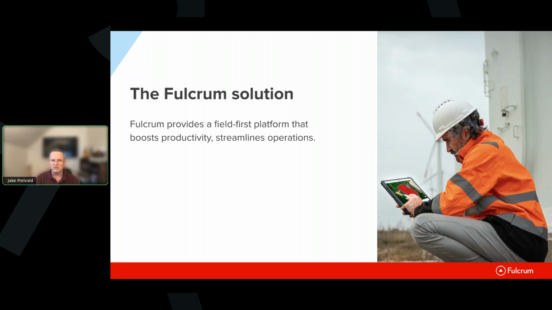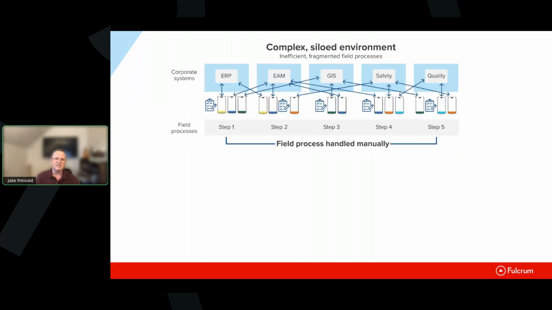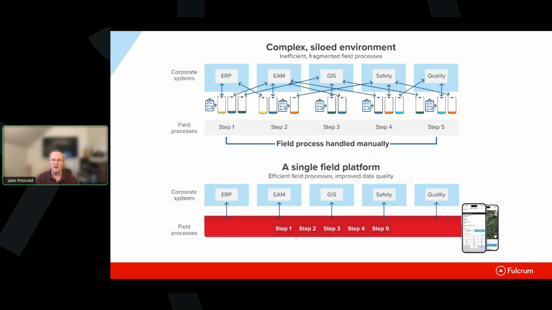And we have a laser focus on doing things like boosting productivity in various ways. That video showed a way that AI can help boost productivity, streamlining operations in various ways. That's all we do. And we do it all for the field. The mindset is just completely different from almost any other company you'll meet. So instead of having this complex siloed environment with the fragmentation that we were talking about, we get a single field platform where every step that you take is contained inside Fulcrum.